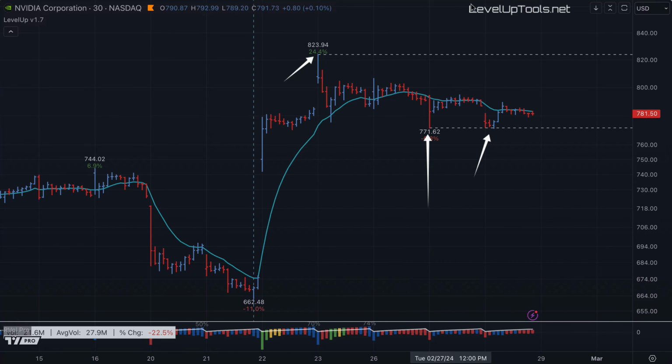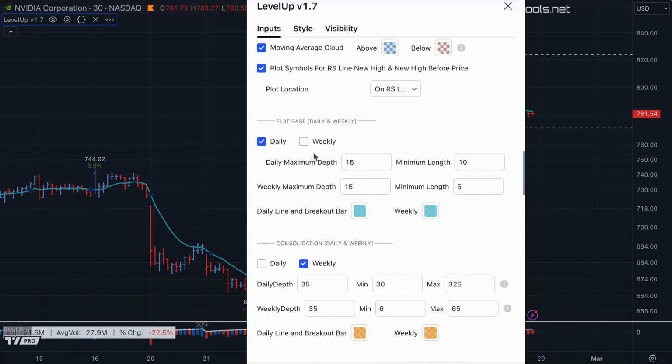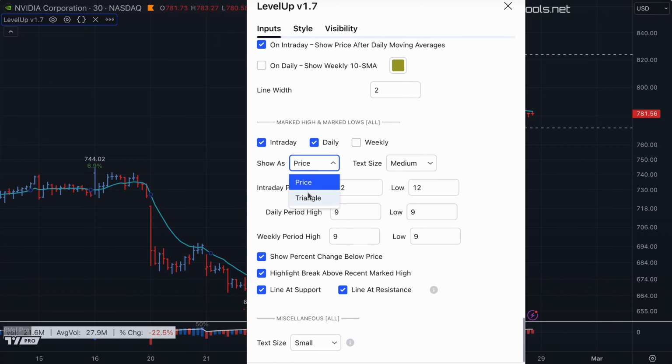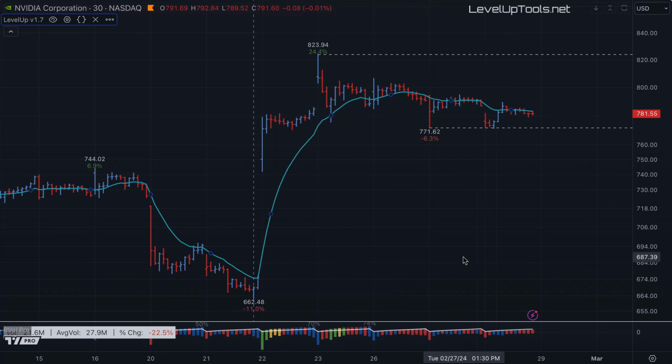One last thing I'd like to point out about the marked highs and lows is you can change this from price and percentage to actually show just a symbol. Let me bring up the options one more time. We'll scroll down to the bottom. In this box here, we're going to show as a triangle instead of the price and percent change.